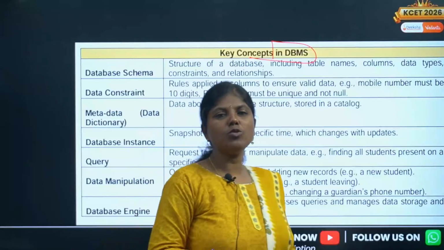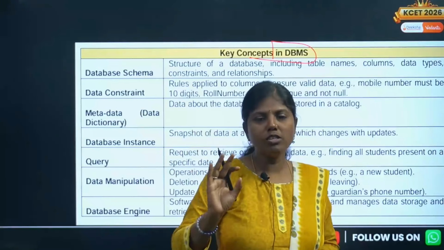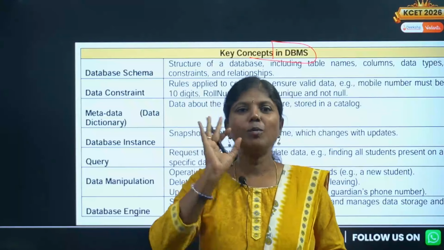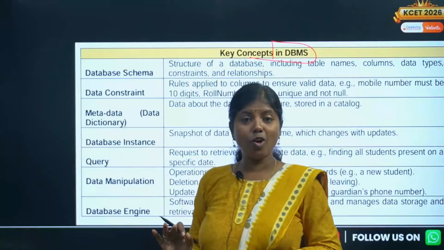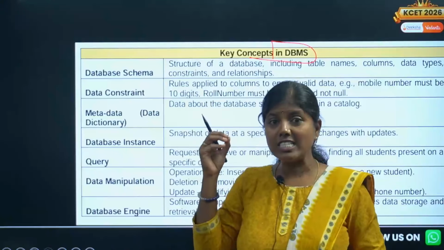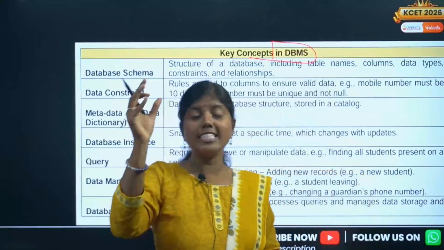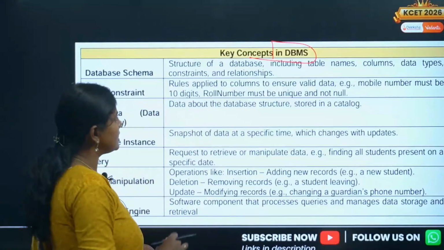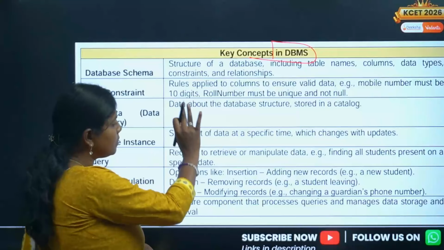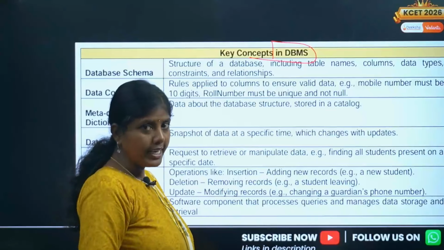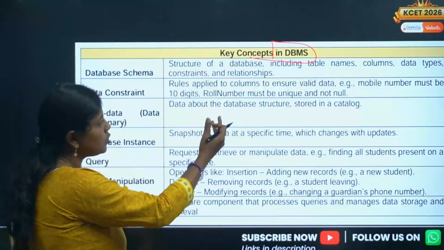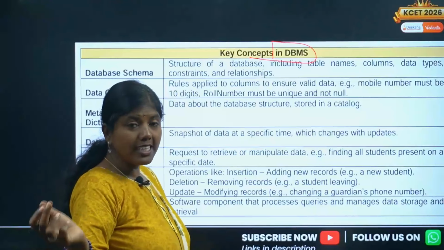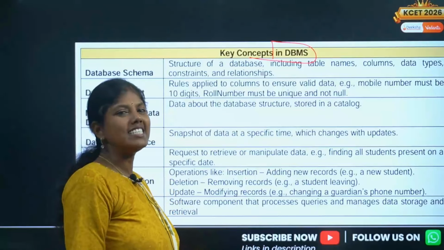Constraint means rules and regulations. What are the rules? Age cannot be negative. Marks cannot be greater than 100. So certain rules and regulations that are set for a particular column are called a constraint. If it is a mobile number, it should be 10 digits only. It cannot be more than that. That is a rule. Roll number should be unique. It cannot be null. That's one rule. It is called the primary key constraint.